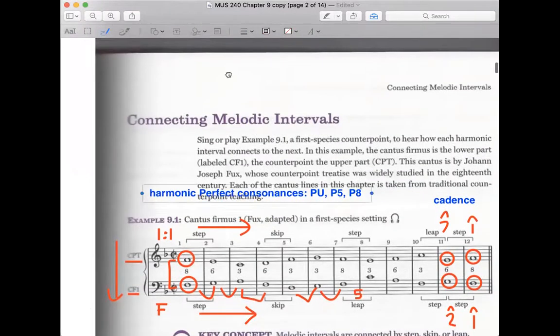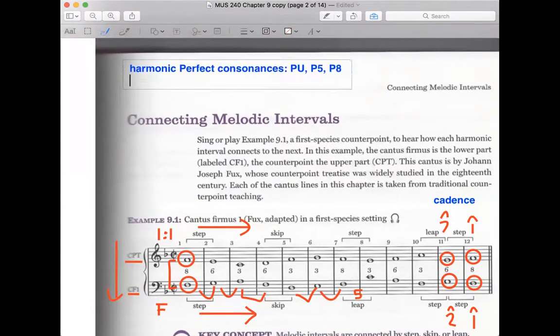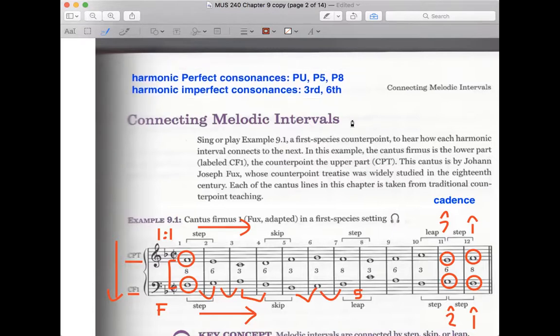Okay, what about, and I'll put this up here so we have more room, what about the harmonic imperfect consonances? Okay, we'd have the thirds. So these could be minor or major. And we could have sixths. Okay. This is what is allowed in species 1.